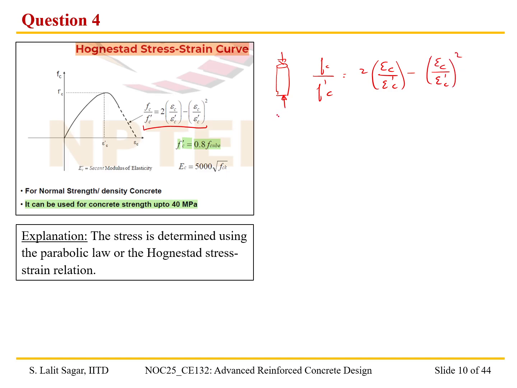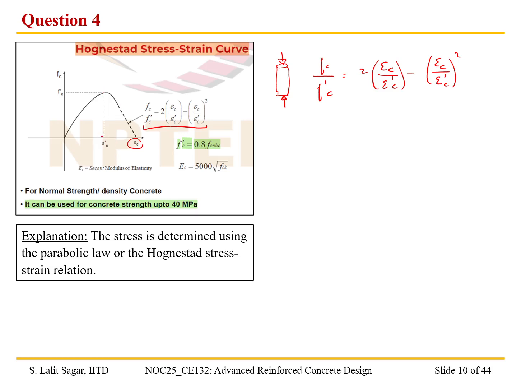So here, let us look at what each of these terms means. fc is the stress in concrete. This is going to vary depending on epsilon c. Epsilon c is the strain in concrete. So here epsilon c is the independent variable and fc is the dependent variable, and it depends on a lot of variables such as epsilon c, f'c, and epsilon'c. We can see that as epsilon c increases from 0 to epsilon peak, it attains the highest load and highest stress, and after that it reduces.